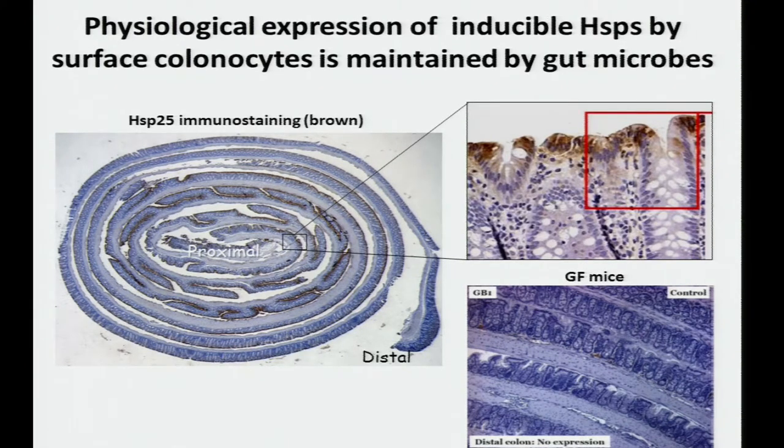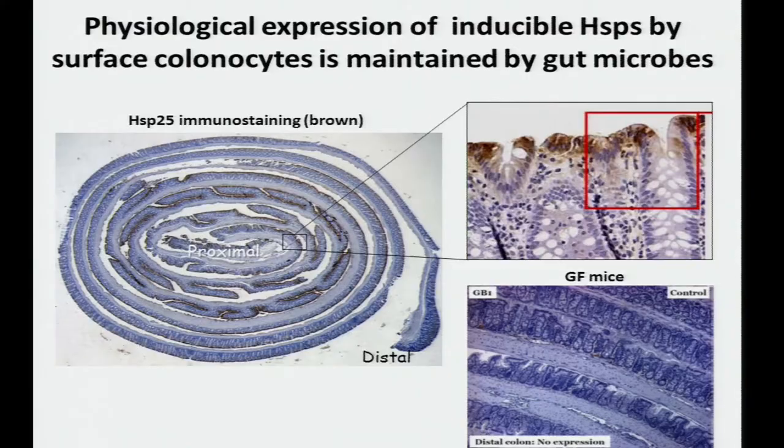But there's something very unusual that I wanted to highlight by showing you this Swiss roll of immunostaining for one of the heat shock proteins, HSP25. A Swiss roll is basically where we remove the colon, cut along the mesenteric border, roll it up, and then slice it like a Swiss roll. What that allows us to do is look at protein expression both along the vertical axis as well as the longitudinal axis. And I think you can appreciate by the brown staining that most of the heat shock protein is expressed by the surface colonocytes. That is exactly the cells that are in direct opposition to the luminal fluid and gut microbes.